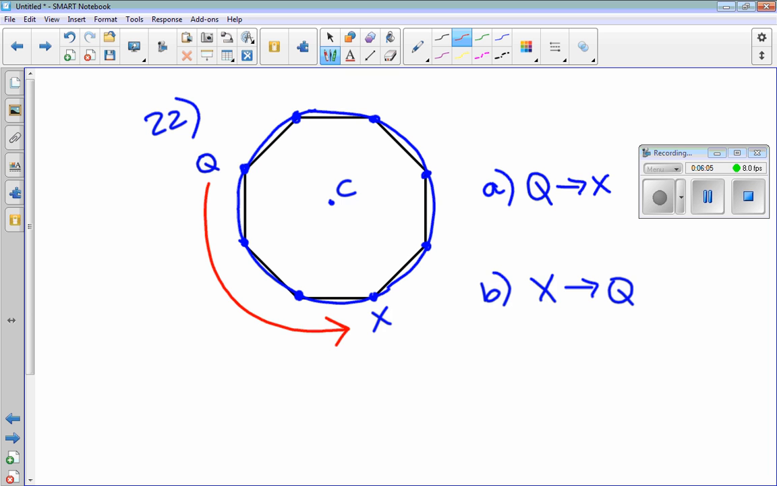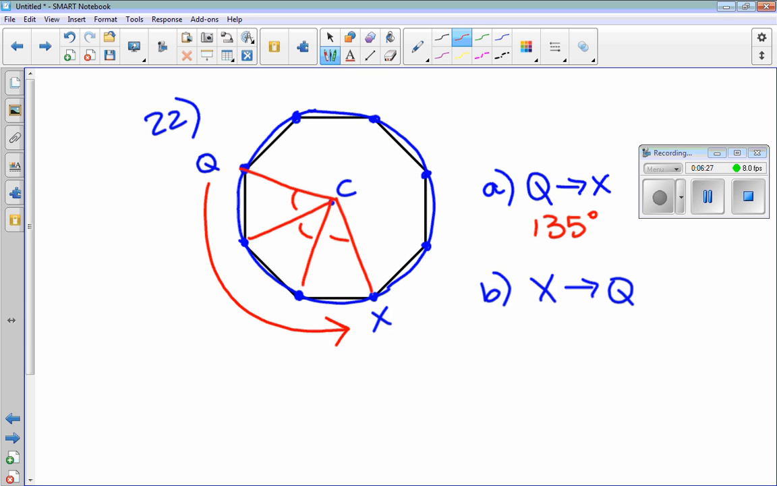How many of them did I go through? 1, 2, 3, right? Here's Q. So didn't I go through 3 of them? 1, 2, 3. Right? So 45 times 3 is 135. So from Q to X, I get 135 degrees.